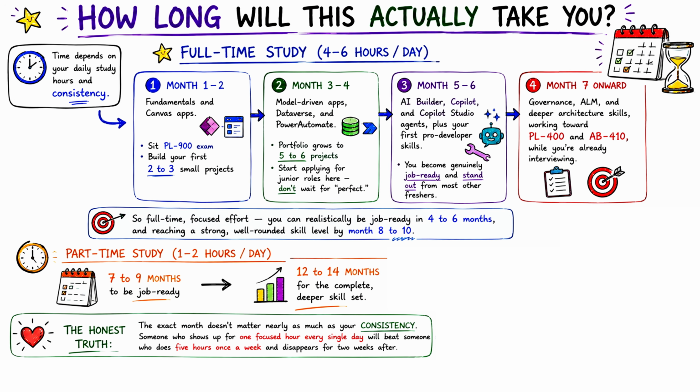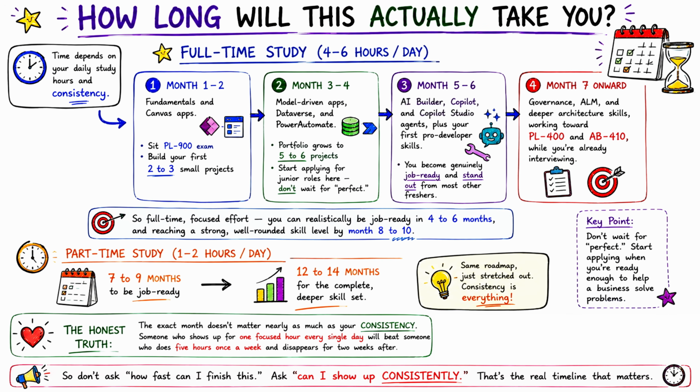The exact month does not matter nearly as much as your consistency. Someone who shows up for 1 focused hour every single day will beat someone who does 5 hours once a week and disappears for 2 weeks after. So don't ask, how fast can I finish this? Ask, can I show up consistently? That's the real timeline that matters.